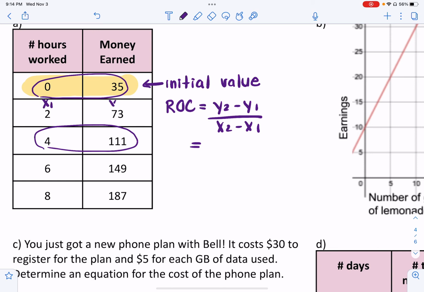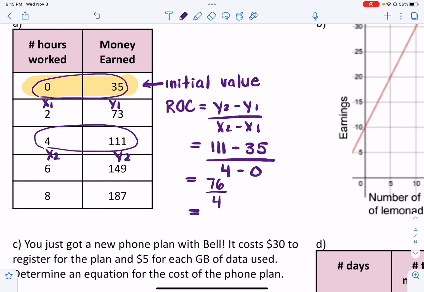So I have x1, y1, x2, y2. So y2, 111, minus y1, which is 35, all over x2, which is 4, minus 0. So 111 minus 35 is 76. So we have 76 divided by 4, which is 19. So what that means is we're making $19 per hour.